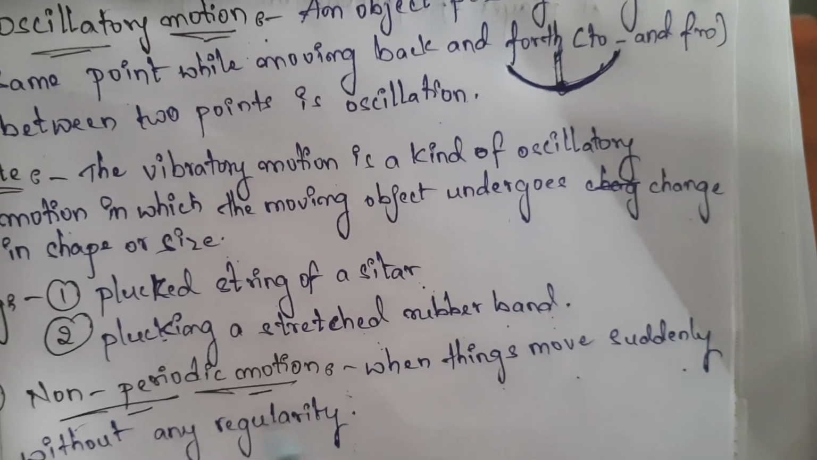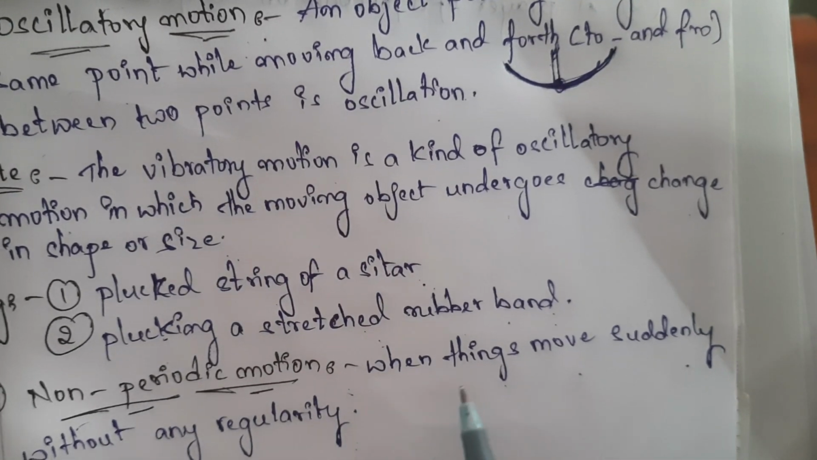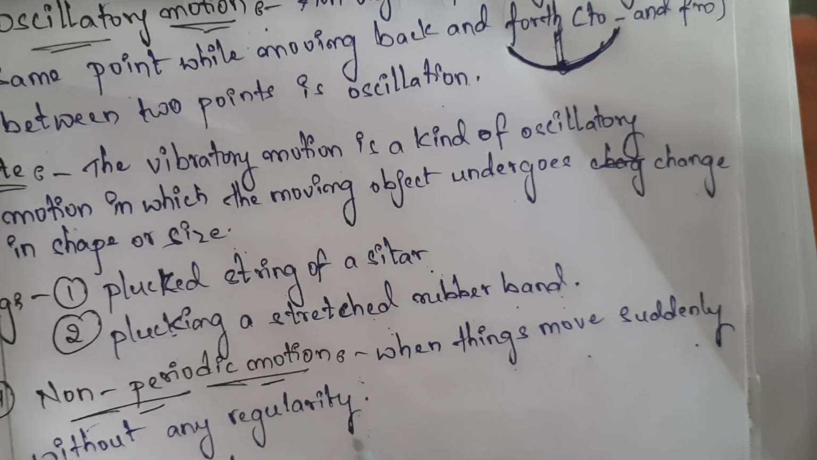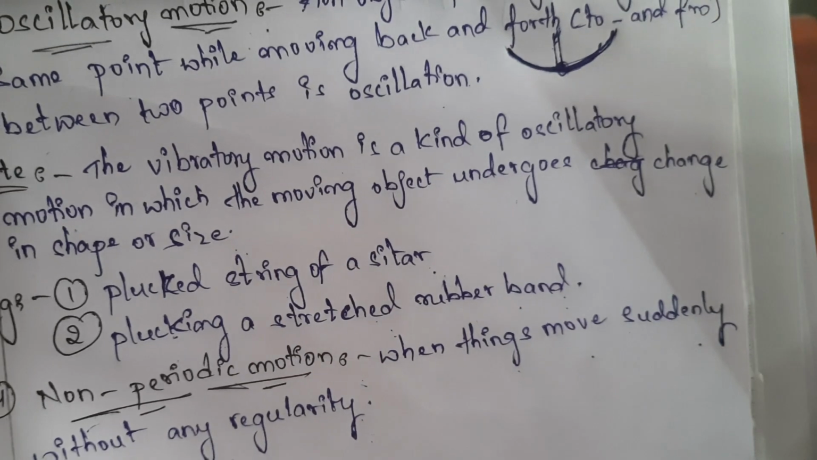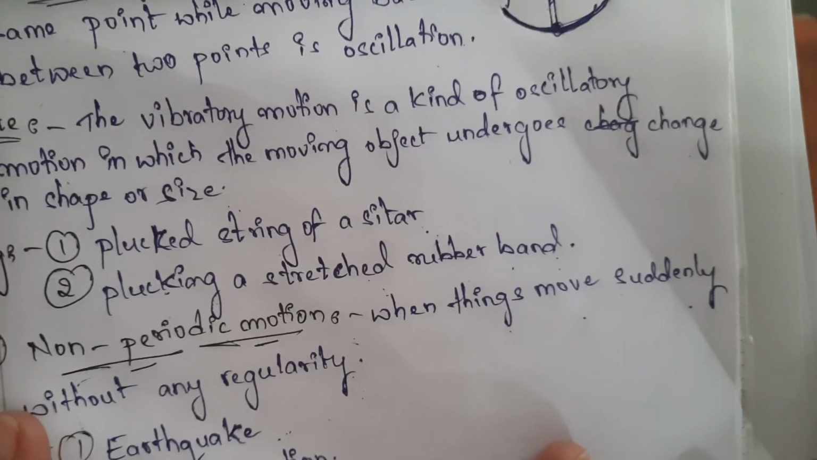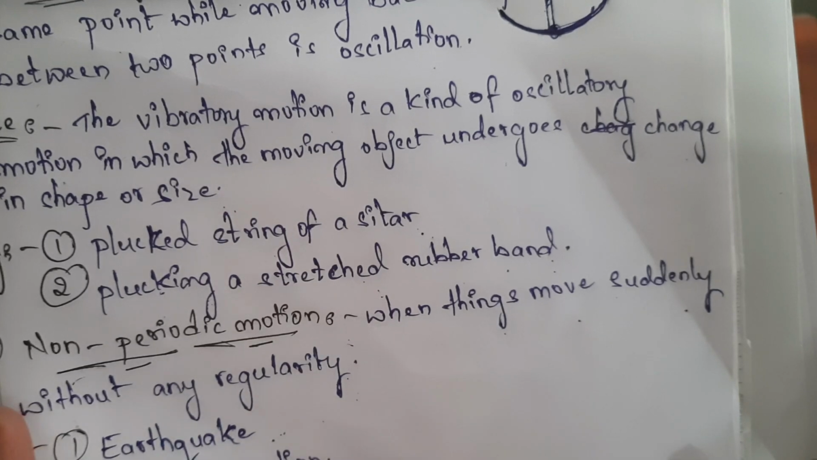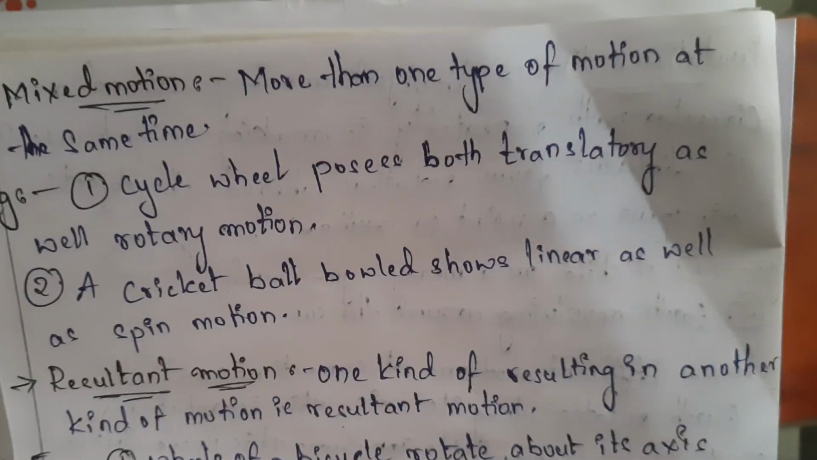Now the next category is non-periodic motion. When things move suddenly without any regularity. So there is no regularity. Suddenly the movement is started. We call it as non-periodic motion. Example, earthquake and volcanic eruption. There is no fixed period for it. It happens suddenly. So these are called non-periodic motion.